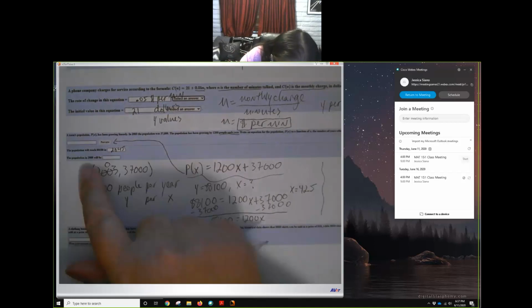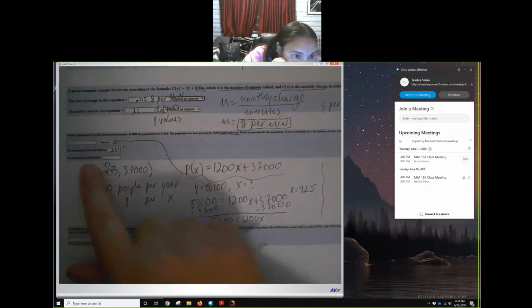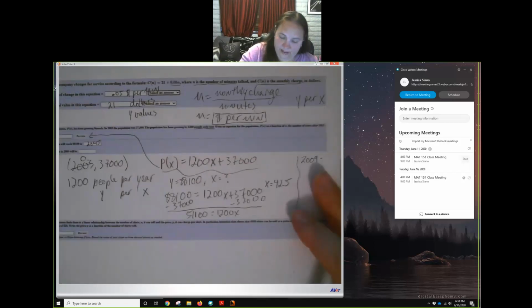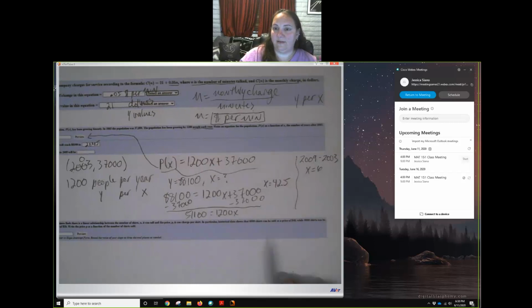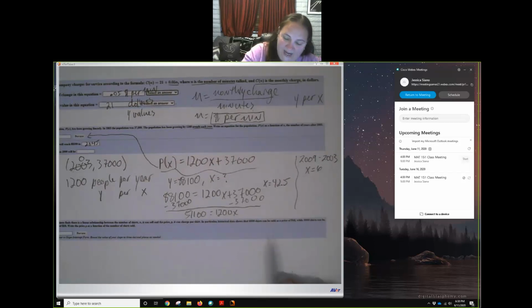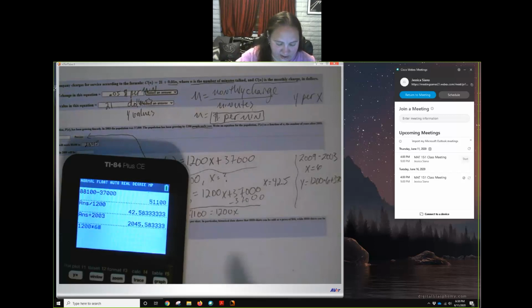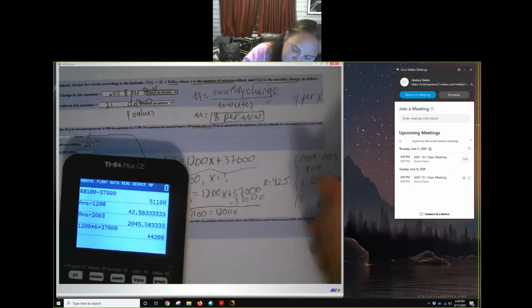And then the last one says the population in the year 2009. So 2009 means that we're 6 years in. So that means that my x value here is 6. So then y equals 1,200 times 6 plus 37,000. I'm just going to do that in my calculator in one thing. 1,200 times 6 plus 37,000. So in 2009, there will be 44,200 people.